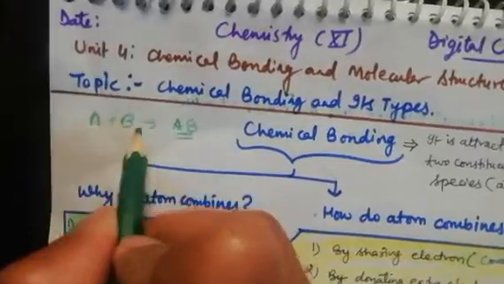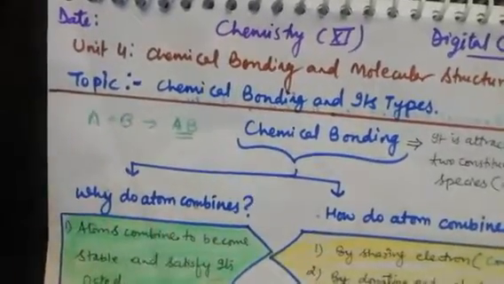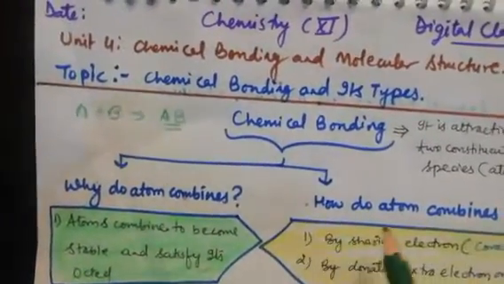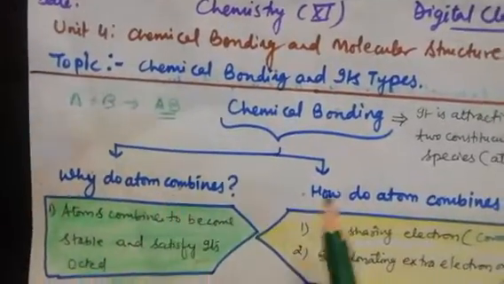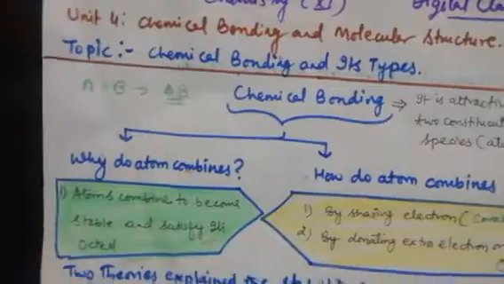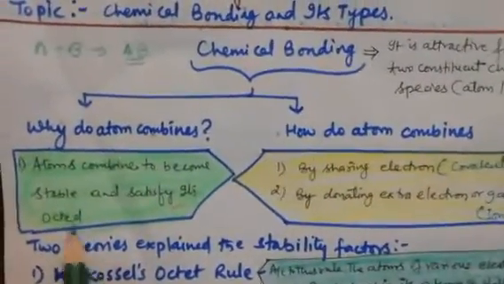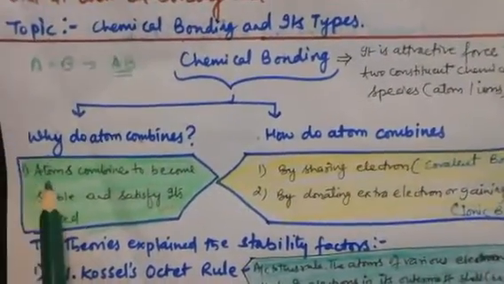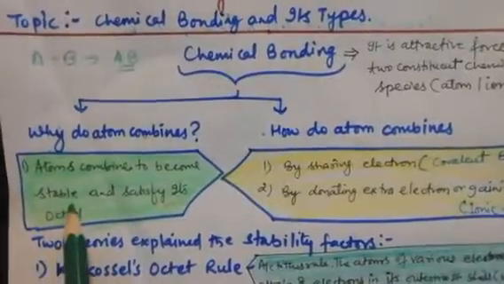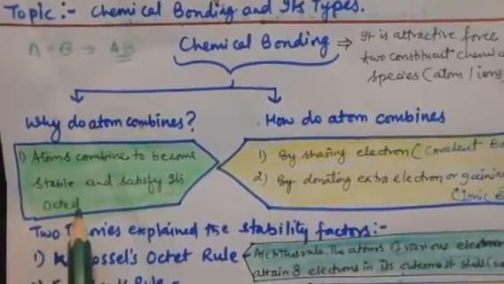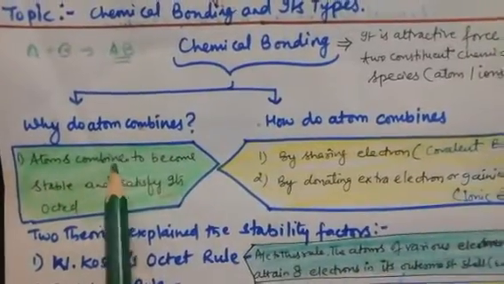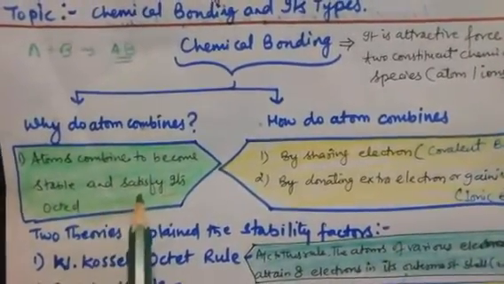Now the question is why do those atoms combine, and how do those atoms combine? Let's first understand the answers to these two questions. Atoms generally combine to become stable and satisfy their octet. Now what is octet? That we will understand.